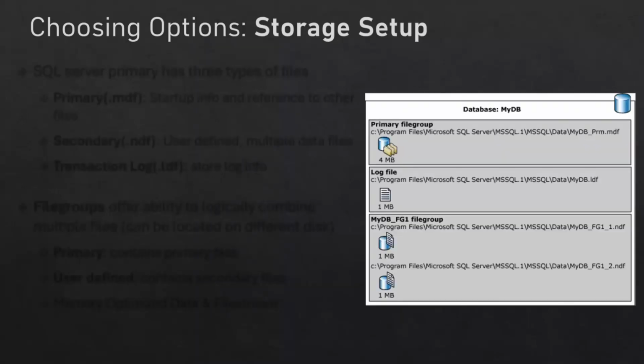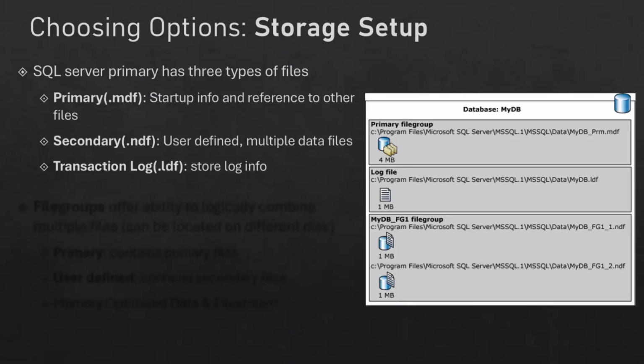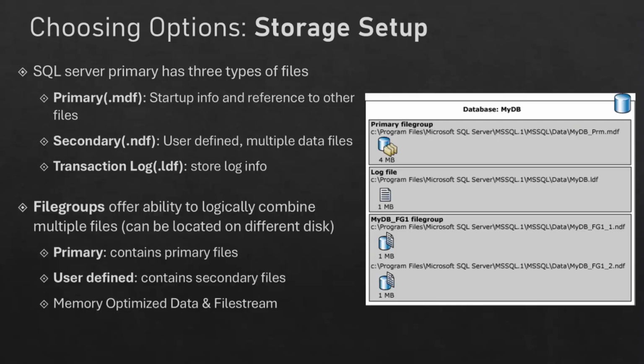Right. Now let us understand the storage setup. Basically, whenever SQL Server stores data in files, it primarily has three types of file. One is primary, second is secondary, and third is the transaction log. The primary has all the startup information and a pointer to other files. Secondary is NDF, and you can have multiple secondary files in your file group, right? Now all these files are grouped together logically in something called file groups, right? File groups give you the ability to logically combine multiple files, right?